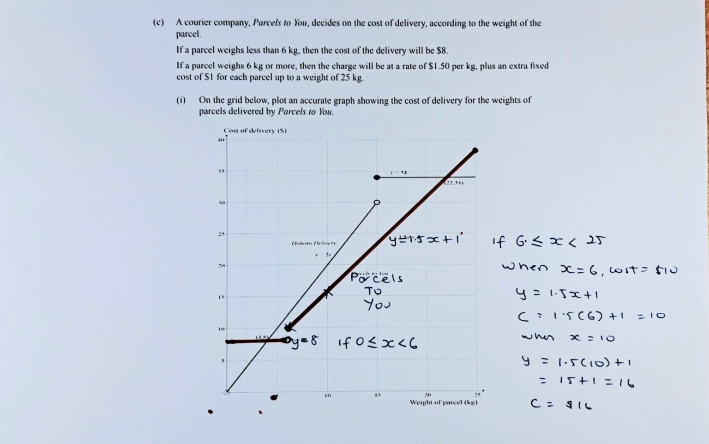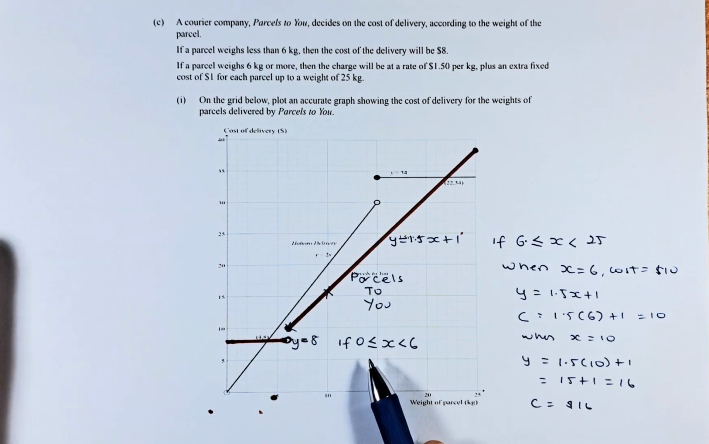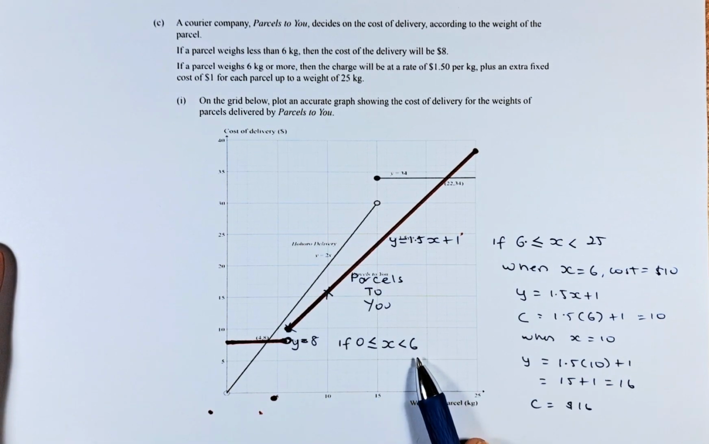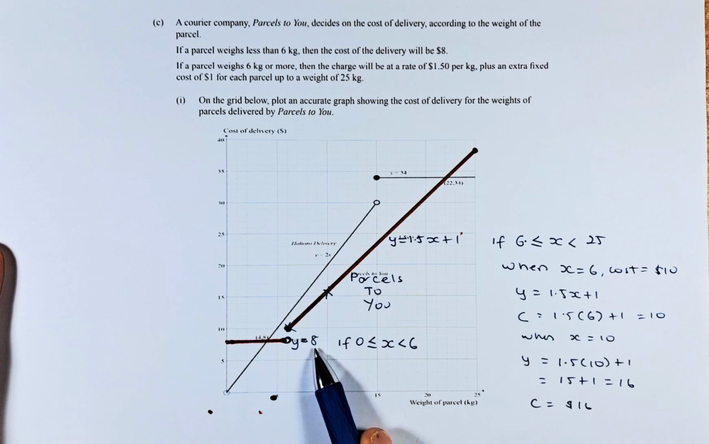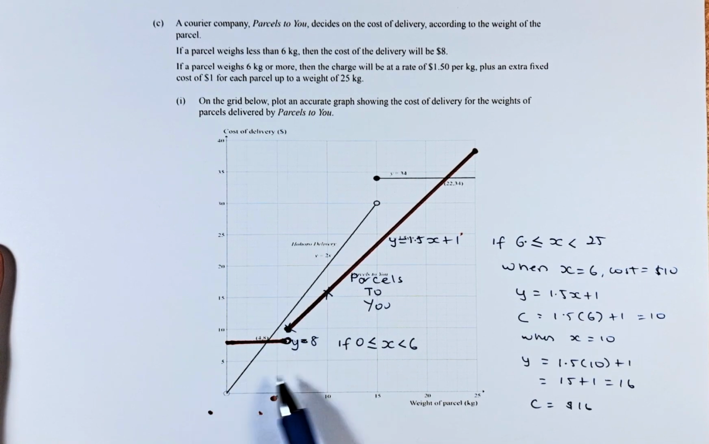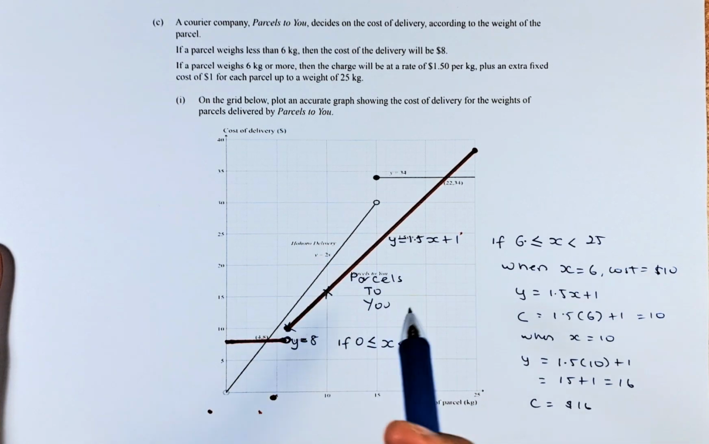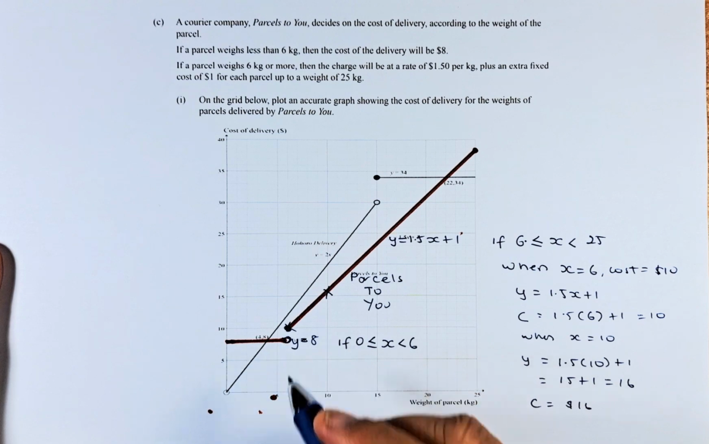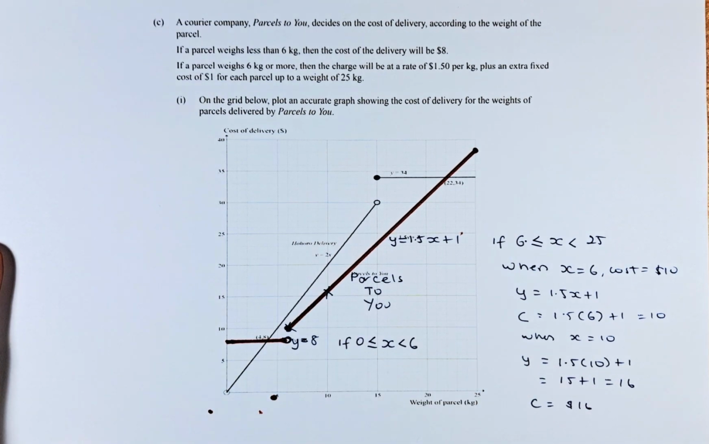If a parcel weighs less than 6 kg, then the cost will be $8. So it's piecewise, there'll be 2 pieces. If it's less than 6 kg, the cost will be $8, so y equals 8. No matter the weight, from 0 to 6, the cost will be $8. So 6 is here, and that is how you draw the straight line. It doesn't include 6, so you draw a circle with no coloring in it, okay? If it's included, then you draw a full circle.